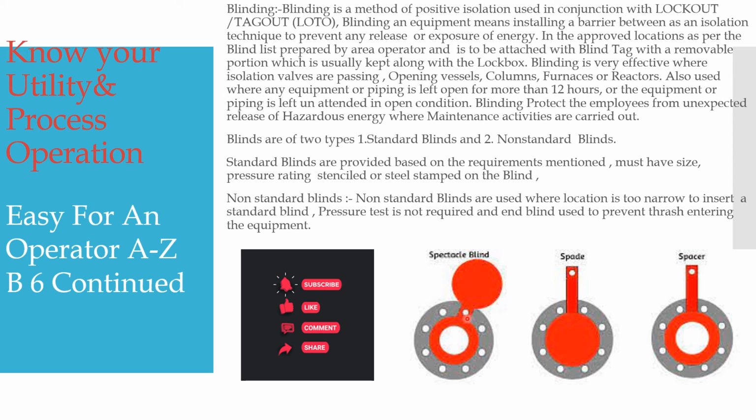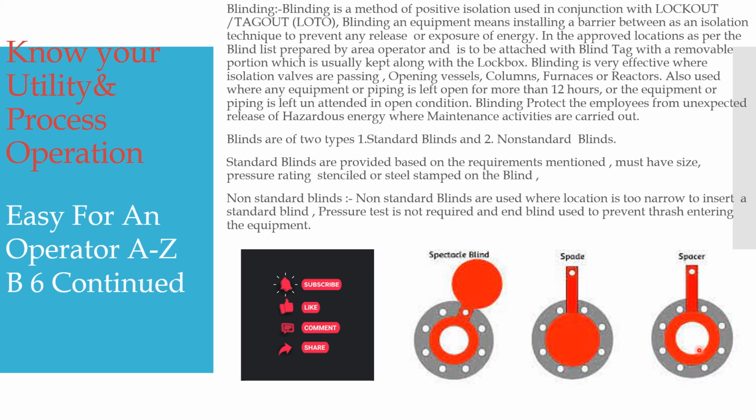This is spectacle blind. This is a spade. Normally, this is a standard blind. The rating will be mentioned here, stenciled or stamped here, and based on the size, this spade is provided inside in between the flange with gasket to blind the pipeline.